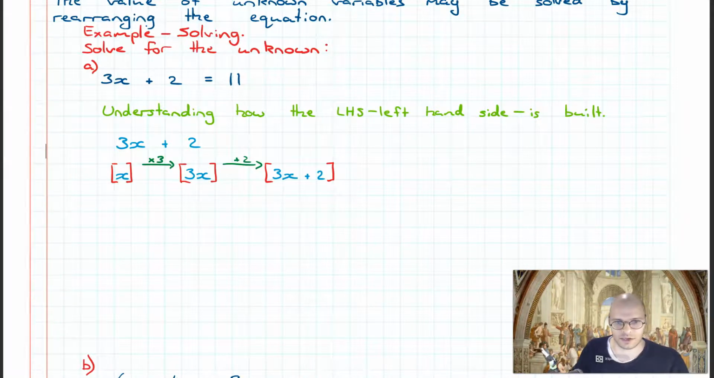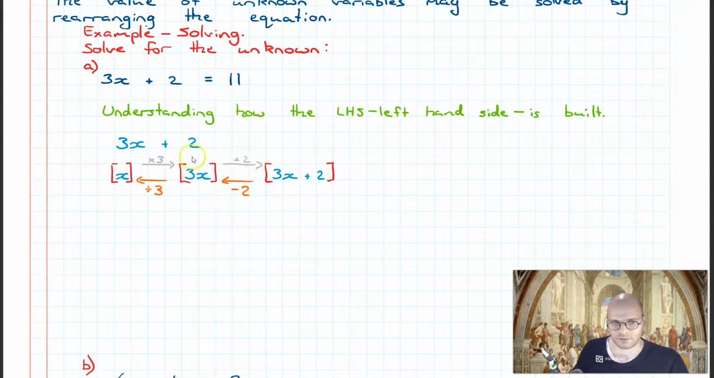To do this, I start from the right hand side of the flowchart and I look at the first operation. It was plus 2 here. So I'm going to reverse this, and rather than plussing 2, I'm going to subtract 2, because that will take 3x plus 2 back to 3x. And then to take 3x back to x, I'm going to divide by 3. So basically I'm doing the opposite to what I did at the top. Thus, what we end up with is a reverse flowchart of how to unwind the expression here.